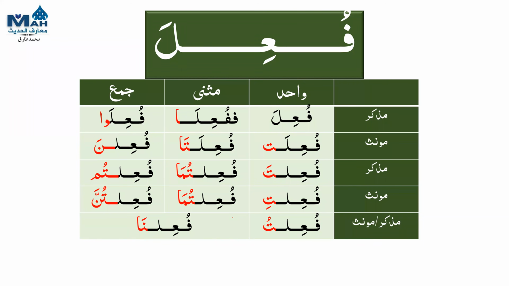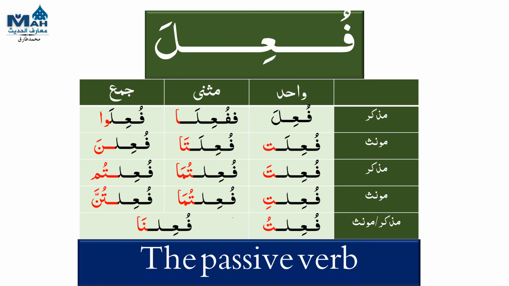Fu'ila, fu'ilu, fu'ilat, fu'ilata, fu'ilna, fu'ilta, fu'iltuma, fu'iltum, fu'ilti, fu'iltuma, fu'iltunna, fu'iltu, fu'ilna. So this is the weight of fu'ila. All these three weights, fa'ala, fa'ila, and fa'ula, will be converted to fu'ila. Why? When we make our past tense passive.